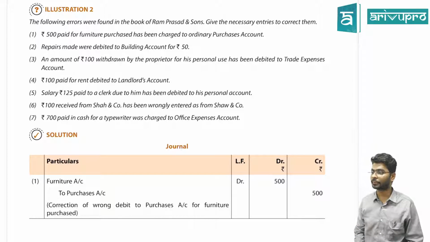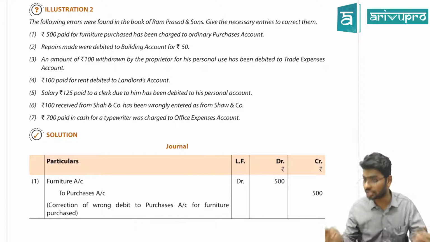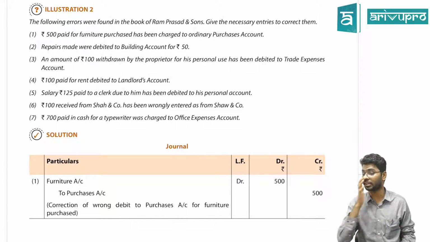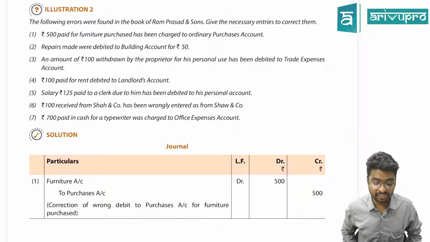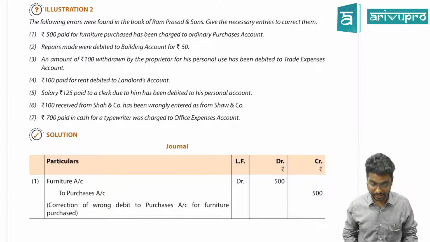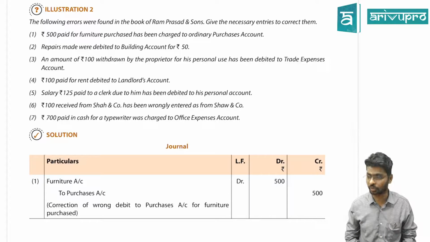Do we start? First one, I am reading the entry slowly so that you understand what it is, and if you are not understanding the terms, please do ask me right now. It's okay to make errors here rather than in the exam. Understood? Rupees 500 paid for furniture purchase has been charged to ordinary purchase account.